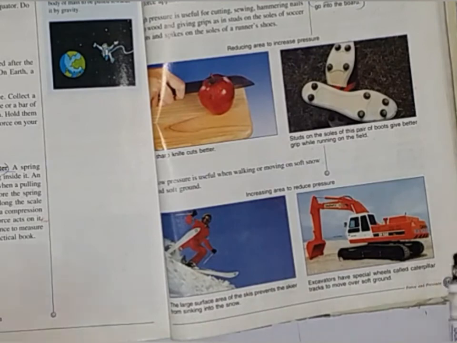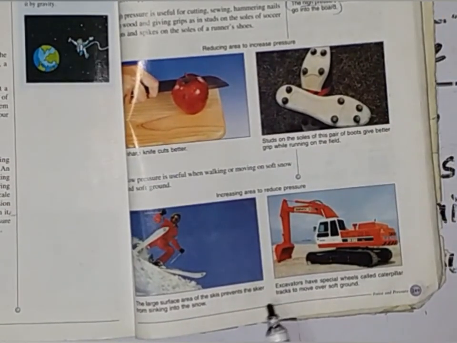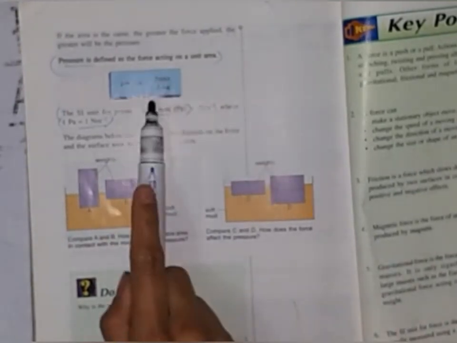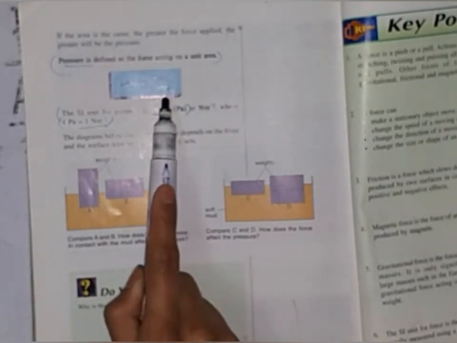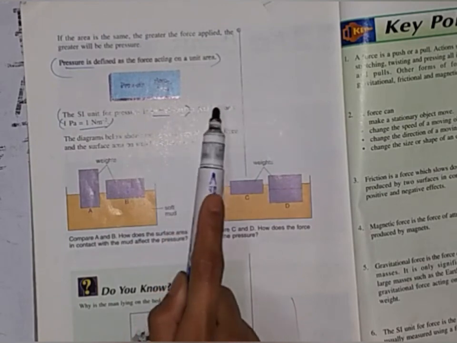Next, move to the next page. Here the definition of pressure has been written: pressure is defined as the force acting on a unit area. The formula of pressure is equal to force per unit area. The SI unit for pressure is the Pascal, which is represented by Pa or N m to the power minus 2.